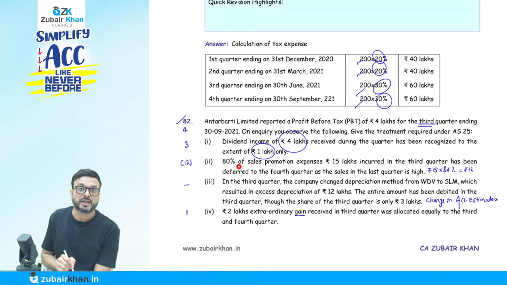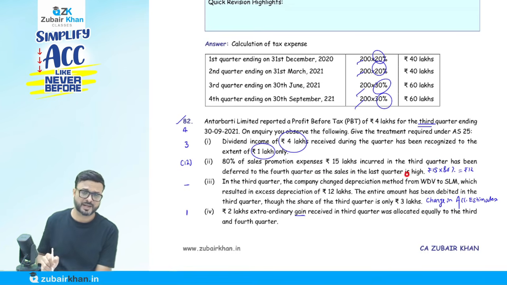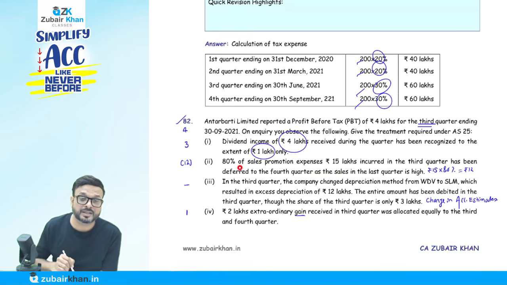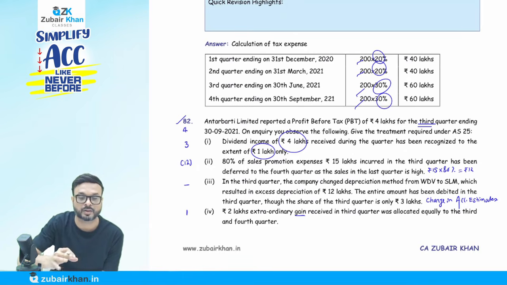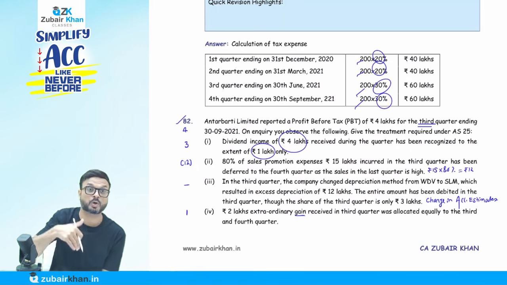Now second point. 80% of the sales promotion expense, that is 15 lakhs incurred in the third quarter, has been deferred to the fourth quarter as the sales in the last quarter is high. No. They say the total sales promotion expense they have. How much sales promotion expense there? 15 lakh. They say 80% they have deferred to the next period. They should not defer it. If it says promotion expense incurred in the third quarter, record it in the third quarter. But they have deferred 80%. It should be recorded. The 80% also we have to recognize. 20% they have already recognized. They're talking about the 80%.